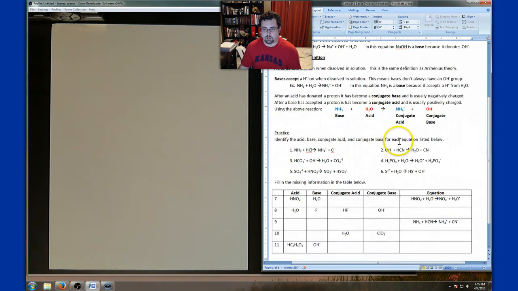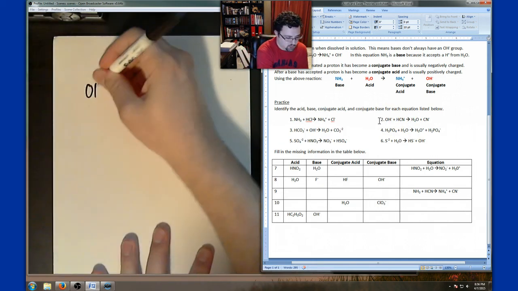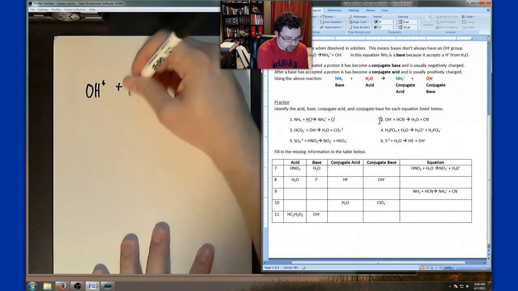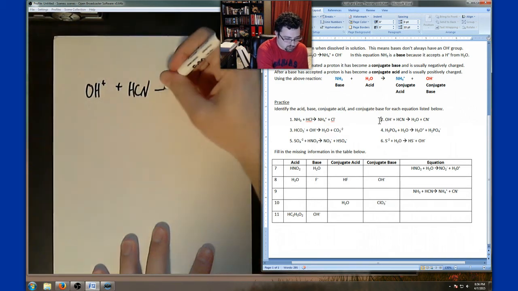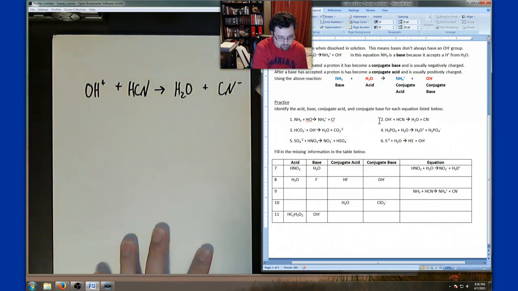On the sheet down here, we've got a couple of practice equations. I did some of these in my class, but if you're in my class or you missed that, I'm going to do a couple of other ones here. So let's do number 2. Number 2 says, if I have OH- plus HCN, this will result in H2O and CN- over here.